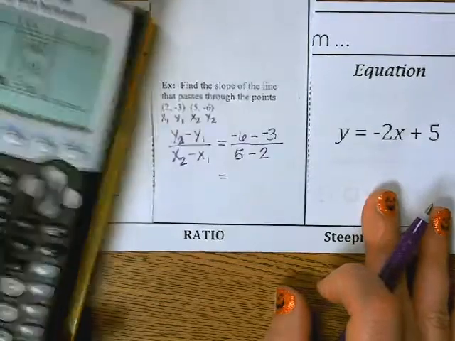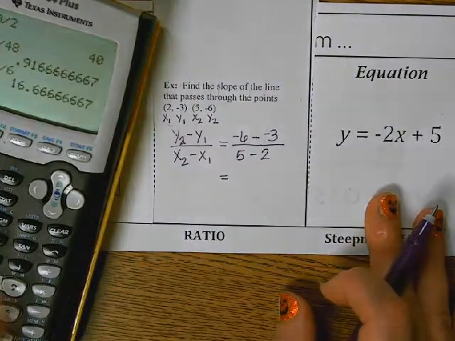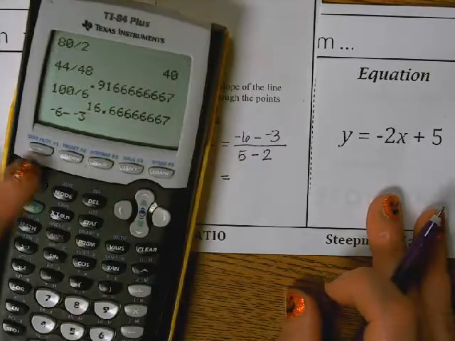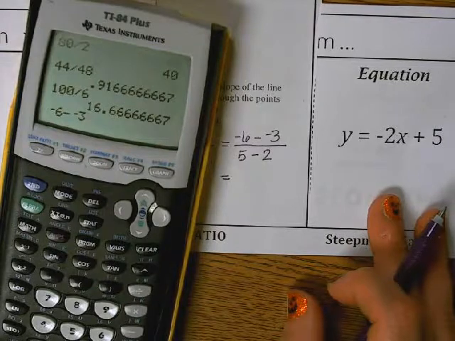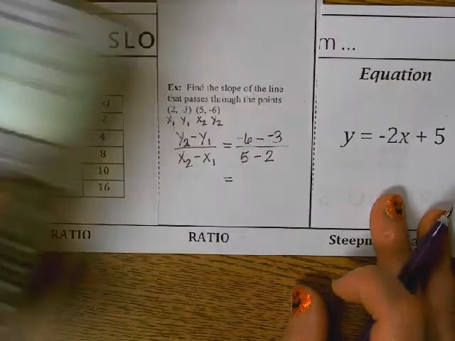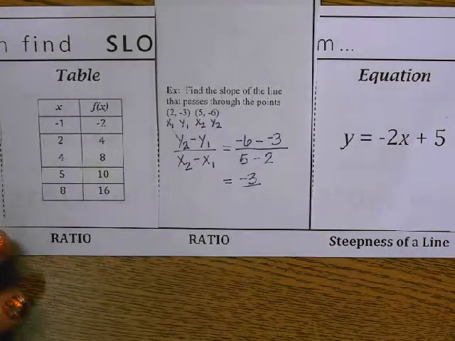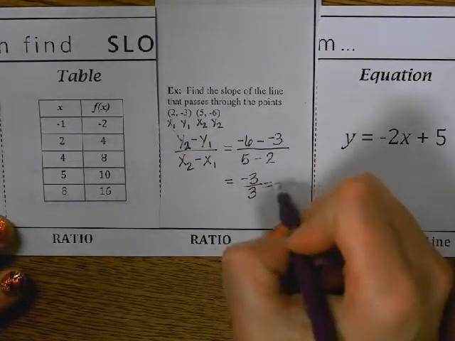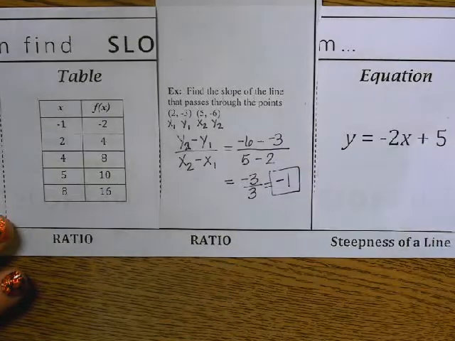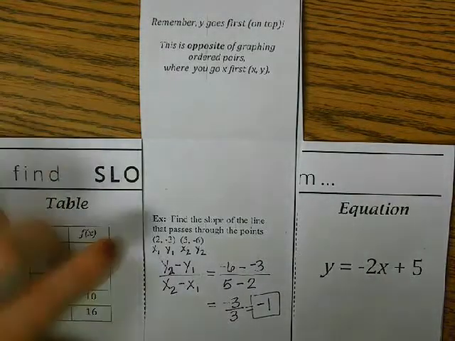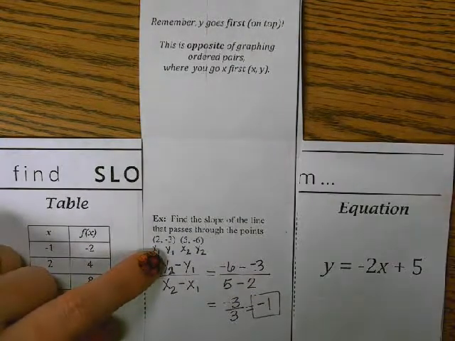I'm going to type negative 6 minus negative 3 on your calculator. Okay, or you can notice that a negative turns to a positive in the middle. So this is negative 3 on top. And then 5 minus 2 is positive 3 on bottom. So this is negative 1. Okay?